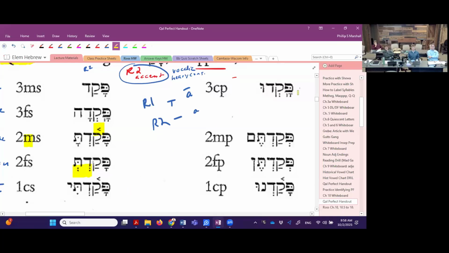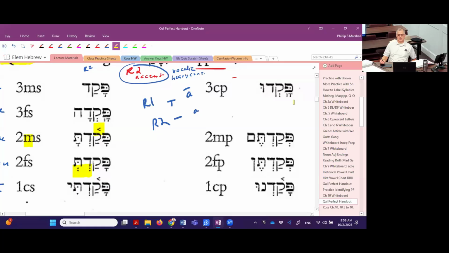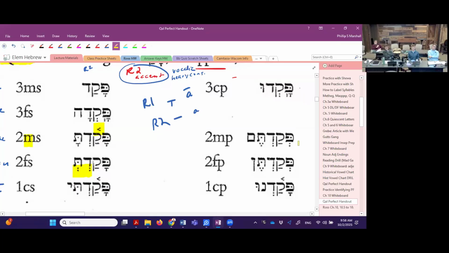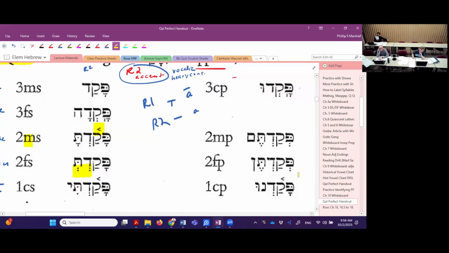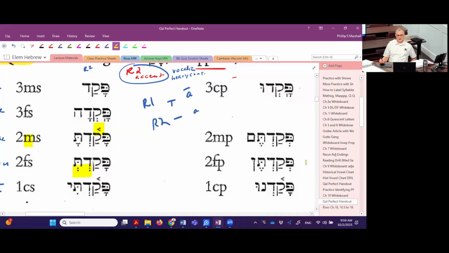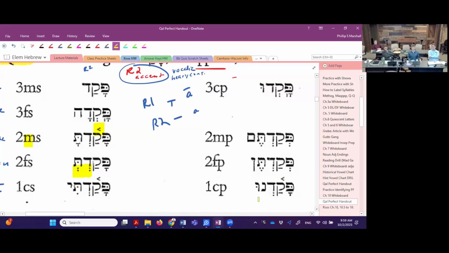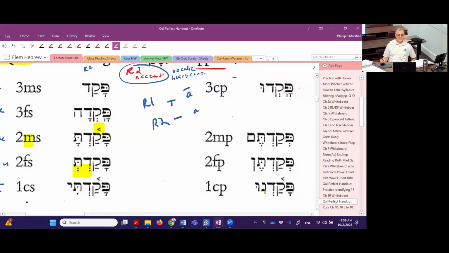Okay, third common plural. They visited. Pakadu. Y'all appointed or visited. Pakadtem. And then pakadten, for y'all women visited. And then we visited. Pakadnu. So notice that I have endings that are vocalic and I have endings that are consonantal.